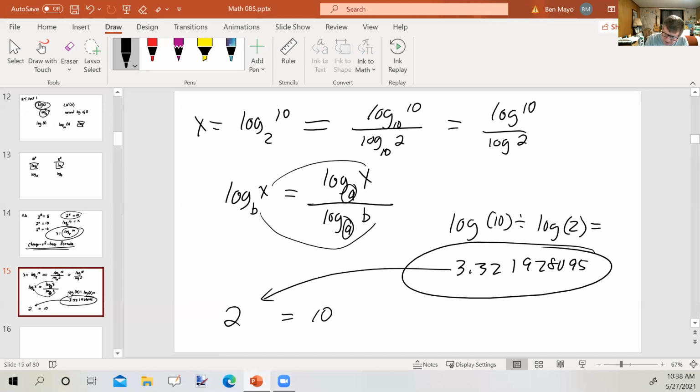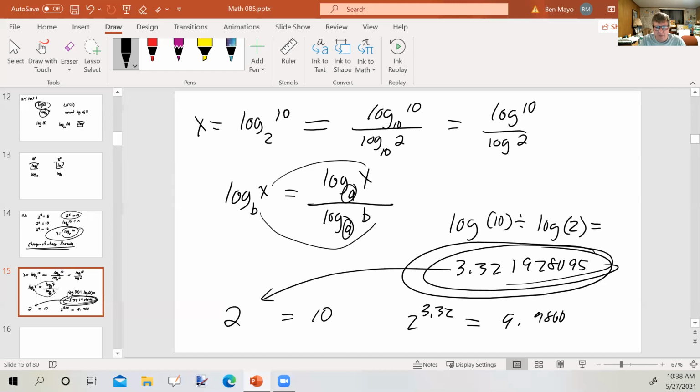But let's just say 3.32. So 2 to the 3.32 power, what do we get? I get 9.9866, which is close to 10. And again, the more of this number I use, the closer to 10 I'm going to get. But the point is, I'm now able to take a log with any acceptable base. Remember, the base has to be greater than 0, and we're taking the log of a number that has to be greater than 0. Even if it's not base 10 or base e, we can change it using the change of base formula and punch it into our calculator.